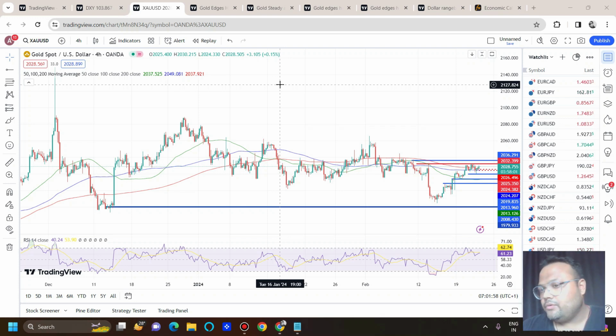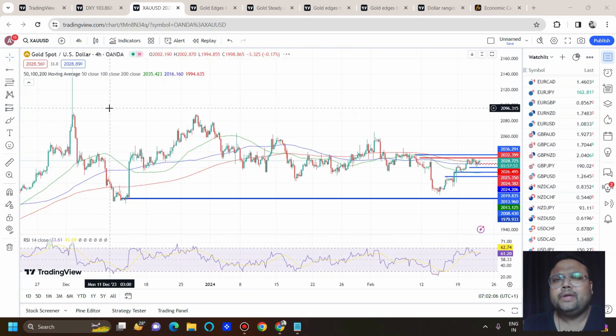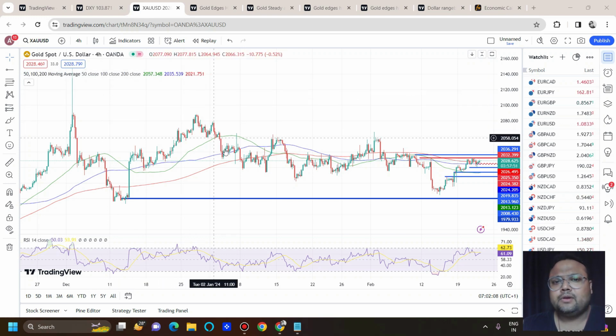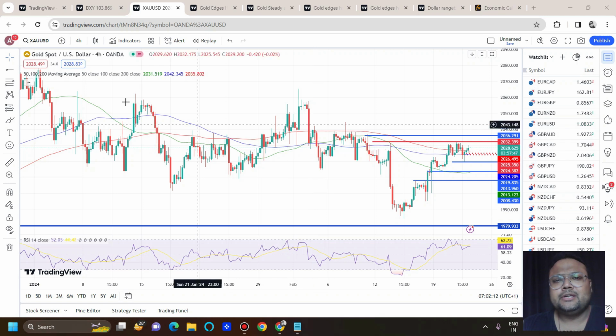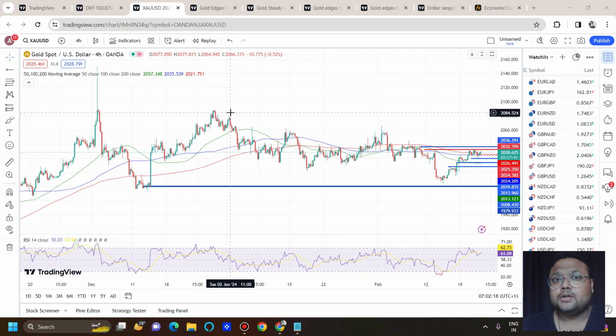So technically we have two things going on the chart of gold right now. First of all, on the higher time frame, on the 4 hours time frame, we can see the market is more or less choppy and showing a bearish trend because the market is forming lower lows and lower highs. So it is clear to us that this market is not under the dominance of buyers, but sellers have got a good influence.